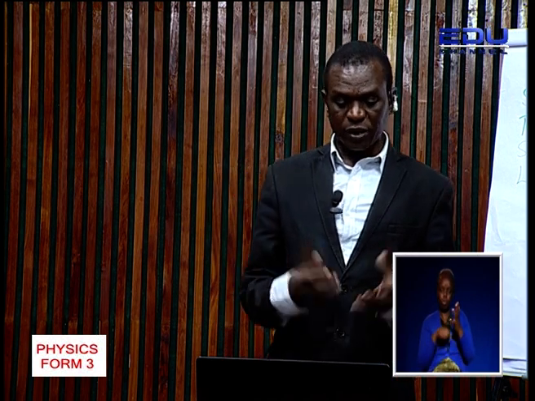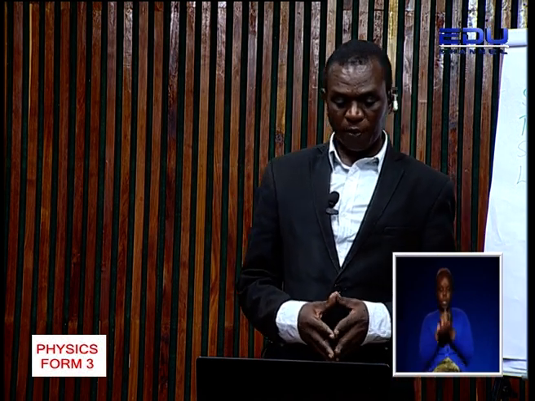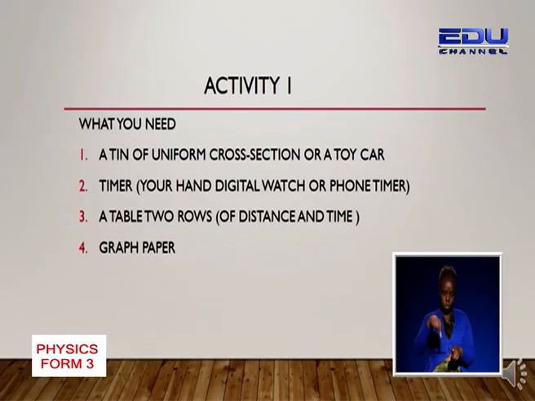I want you to help me do this activity. What you need is a tin of a uniform cross-section or a toy car, for example. You need a timer, like maybe a digital watch. Do you have one? Or you can use the timer in your phone. Now, you need a table or a runway, something like a board with some distance in itself. Then you need a graph paper.